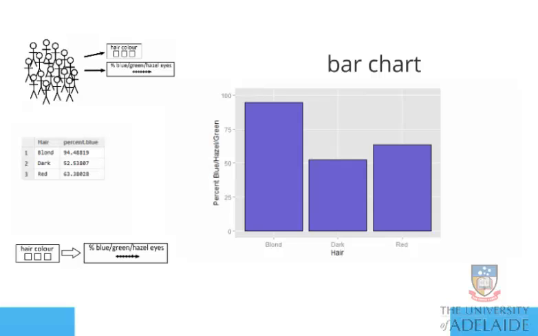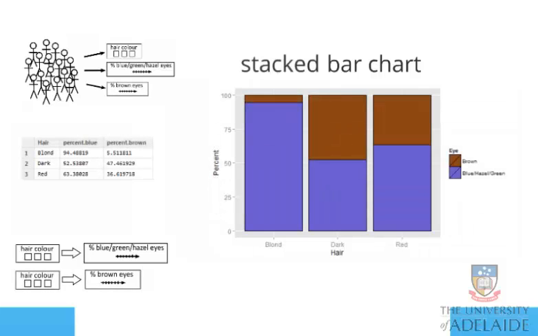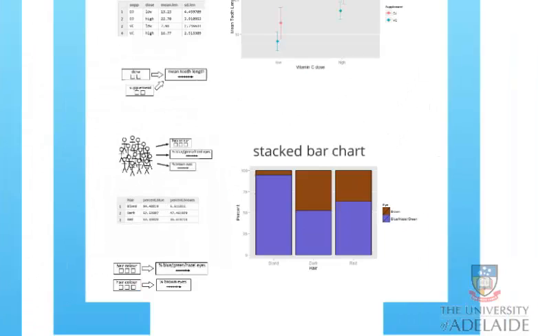Now we can also, if we want to, calculate the percentage in the brown category and add that to our graph. And this is called a stacked bar chart because I've just stacked the brown one on top. So they all add up to 100%. It is possible to do this with the raw numbers, but it would be a little bit more difficult to compare because there were so many fewer people in the red group, so I've done it with percentages. So this is a stacked bar chart, and we can still see that it's much more likely if you're blonde to have blue, green or hazel eyes.